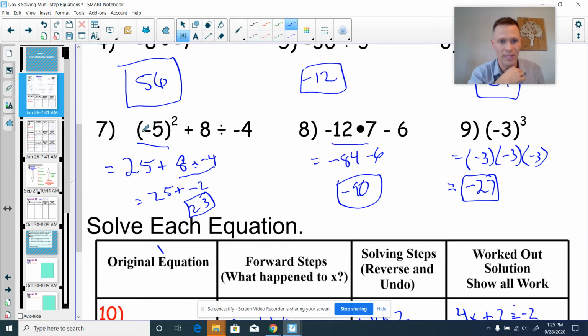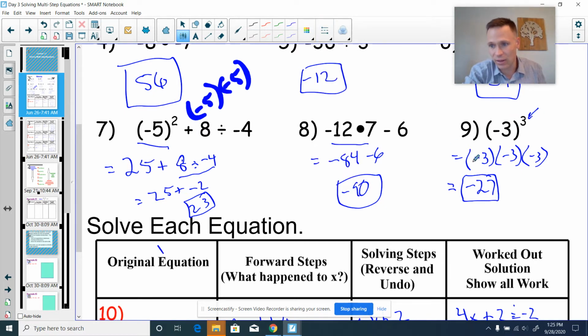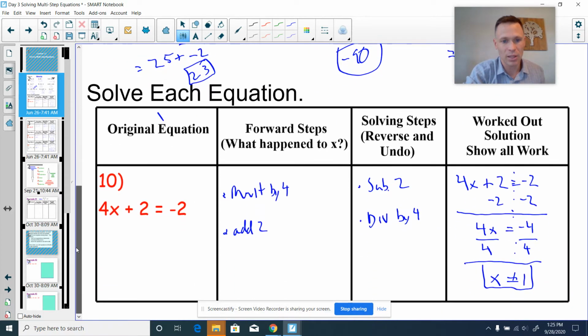This one, remember that -5 that's being squared, the -5 is in parentheses, so that's -5 times another -5, right? And a negative times a negative is a positive. And so that's why we get a positive value there. The reason that this one ends up being negative here, we get a -27, is because I have 3 instances of that. So a negative times a negative is positive, but then times a negative again becomes back to negative. So I just wanted to make sure we made that distinction.